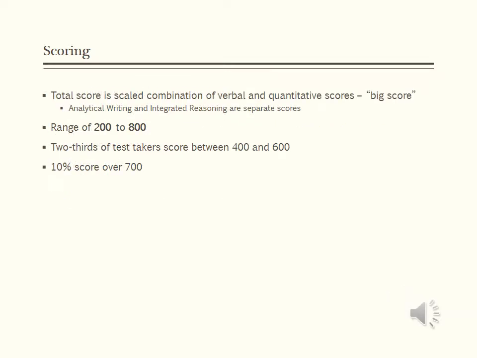The total score is a scaled combination of verbal and quantitative scores, known as the Big Score. The Analytical Writing and Integrated Reasoning sections are separate scores. The range for most scores is around 200 to 800, and 2/3 of test takers score between 400 and 600, with only 10% scoring over 700.